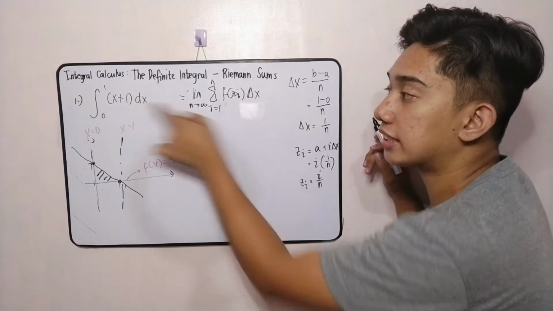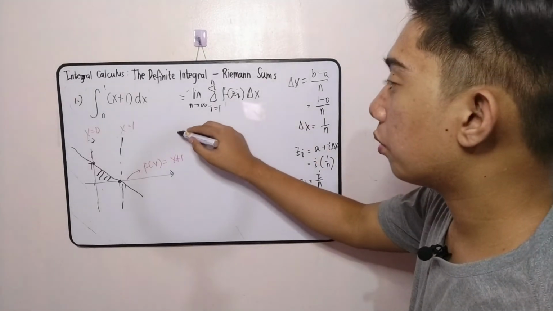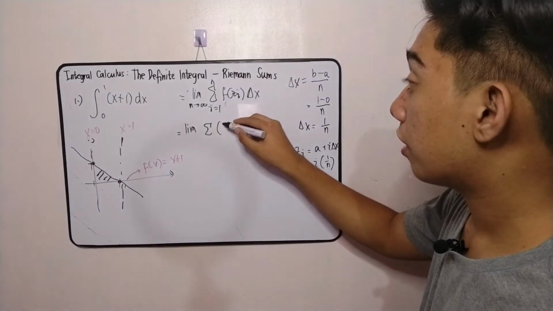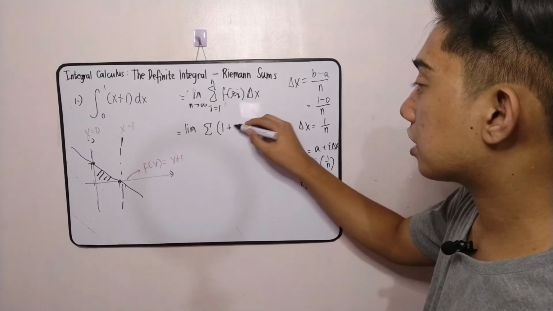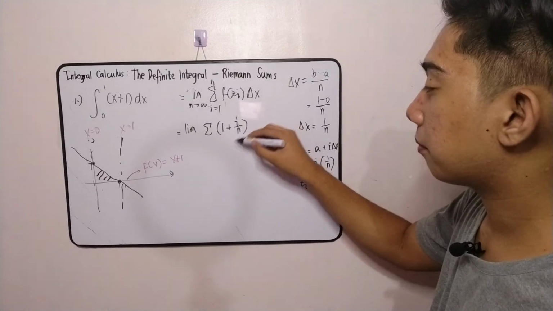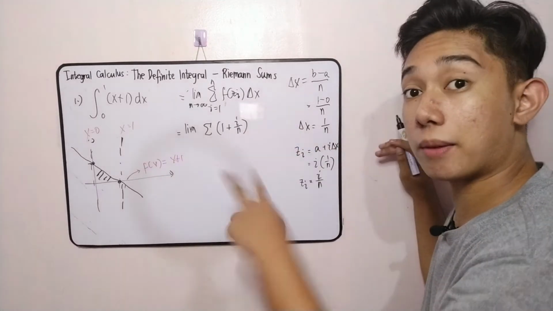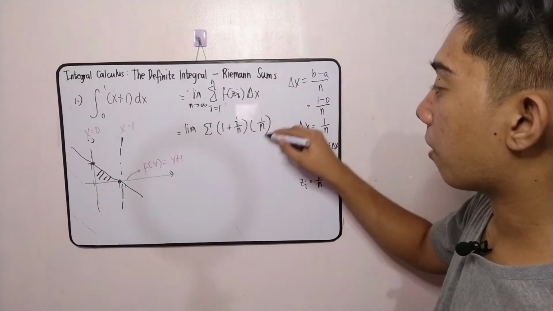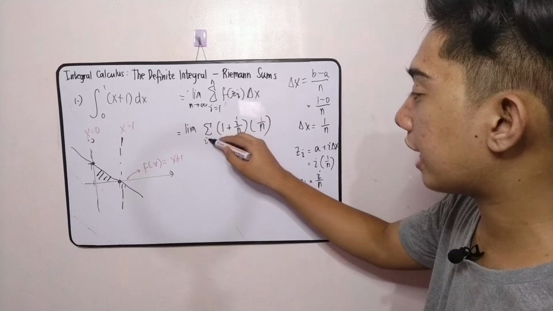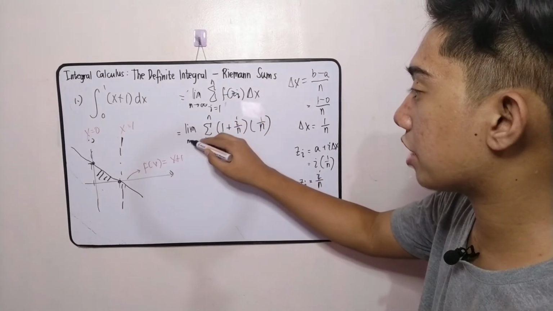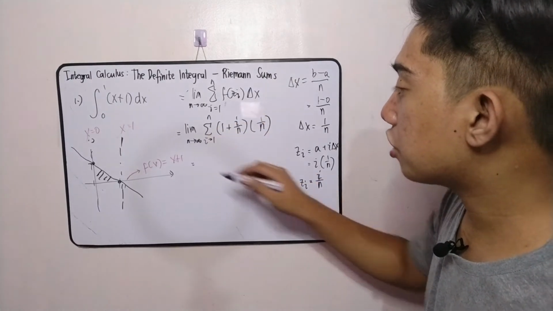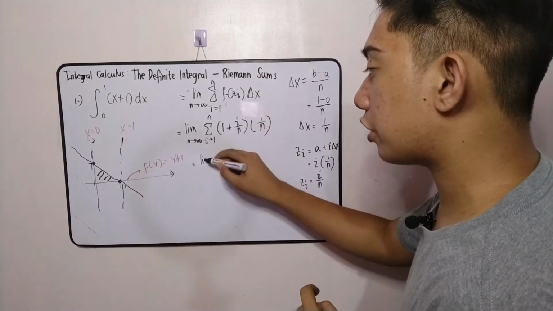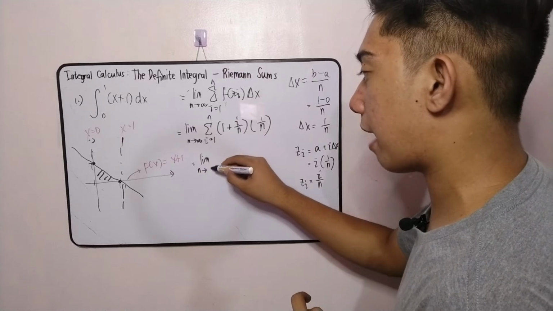And what is our f of x? x plus 1. So, the limit of the summation of (1 plus i over n), because x plus 1 and 1 over 1 plus x, times the delta x, which is 1 over n, as i is equal to 1 to n and as n approaches infinity. And as you can see here, we can do LCD. Let's do the operation inside first before the outside.